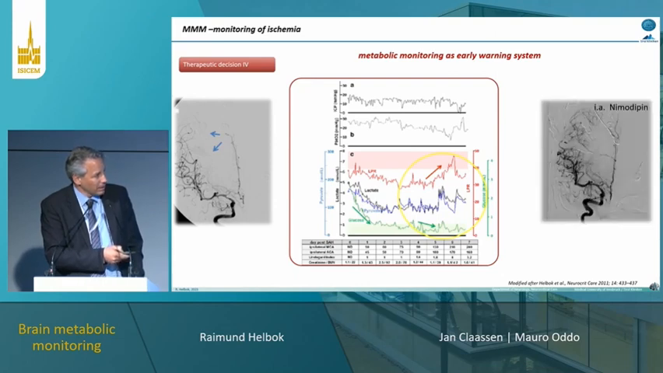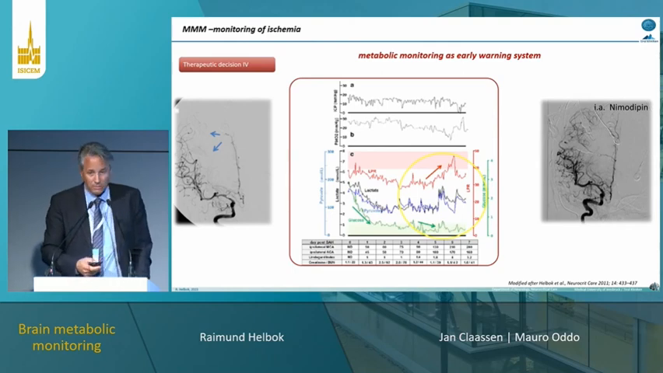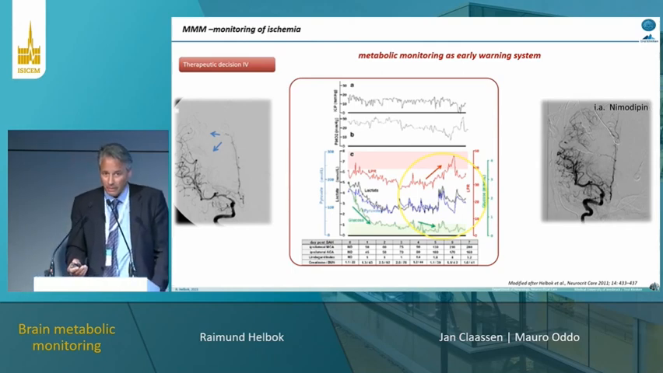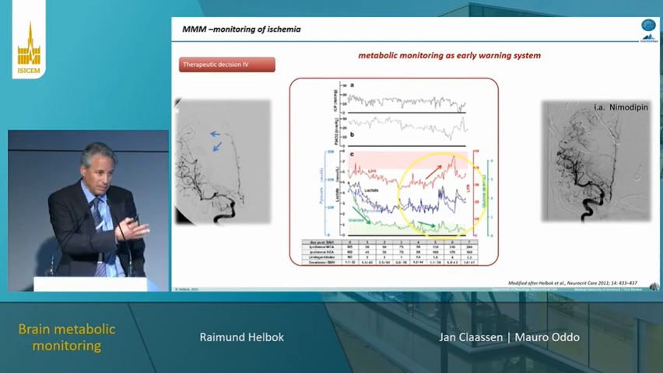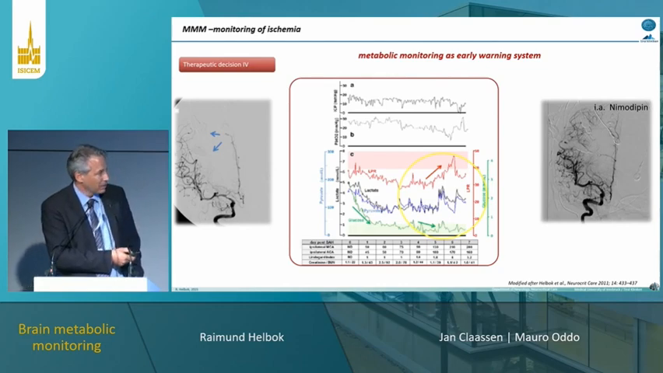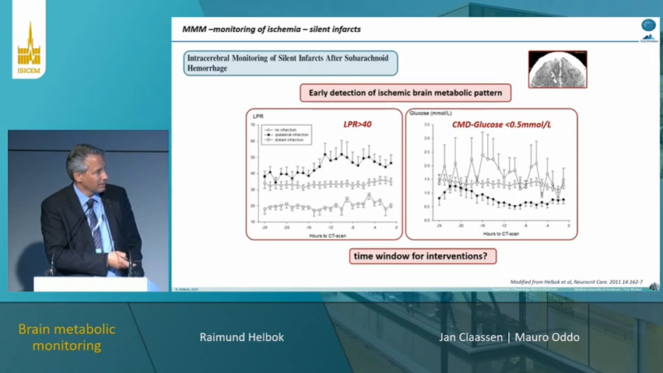After the application of the therapy, nimodipine, you see the decrease in lactate-pyruvate ratio and the increase in oxygen tension. So this is a proof of concept that the method actually works. It's very difficult to put that into clinical trials because every patient is different, and obviously this is a selection of a very good patient to demonstrate the feasibility.